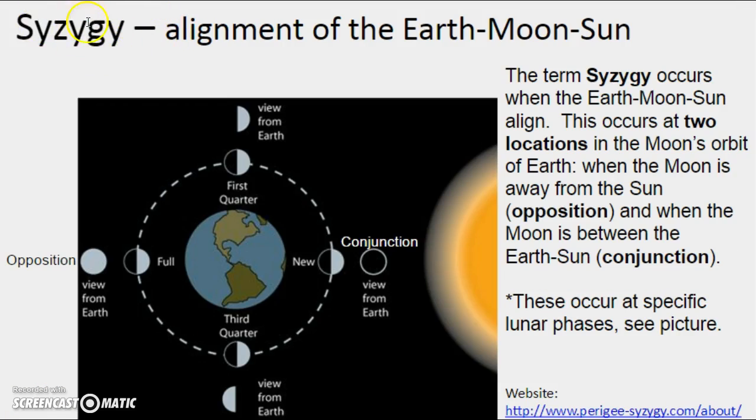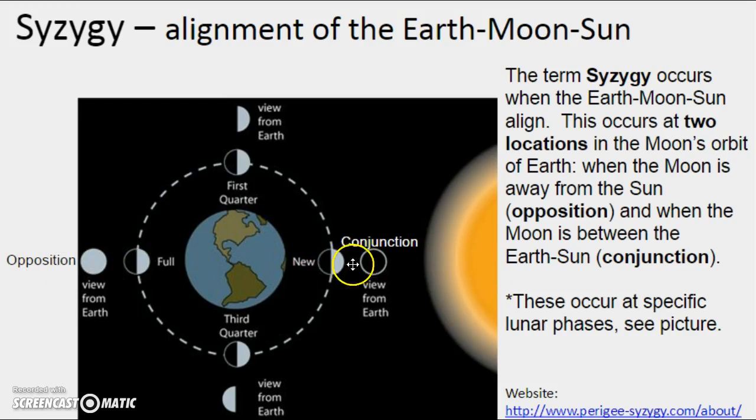Syzygy, kind of a funky word, lots of Y's. This is the alignment of the Earth, Moon, Sun. The term syzygy occurs when the Earth, Moon, and Sun align. This occurs at two locations in the moon's orbit of Earth. When the moon is away from the sun, we call this opposition.